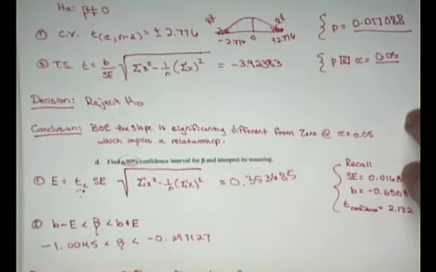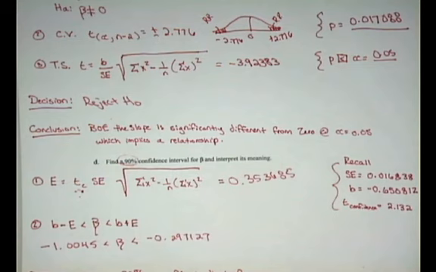So that is linear regression, beta testing, and beta intervals, aka population slope hypothesis test, and population slope confidence interval for linear regression.